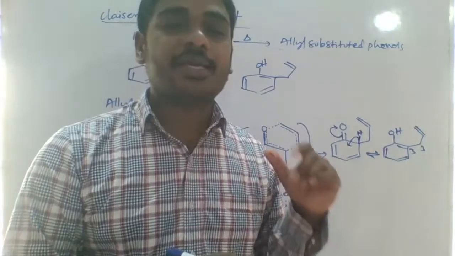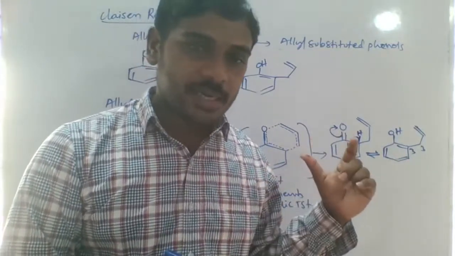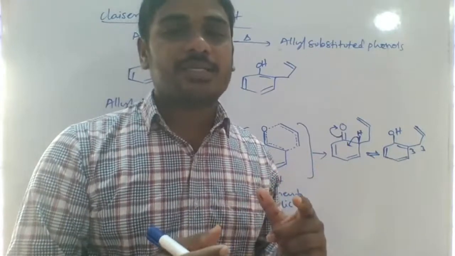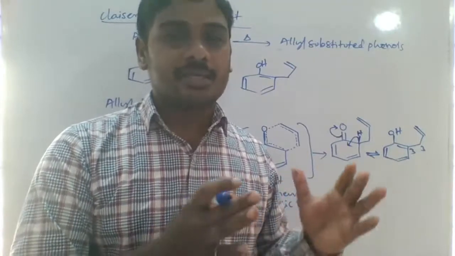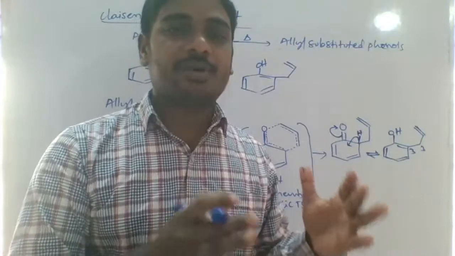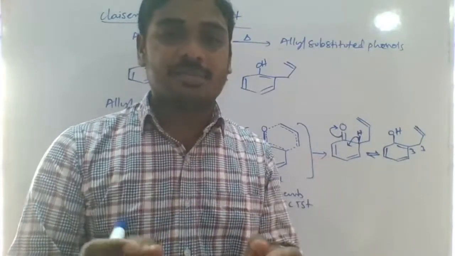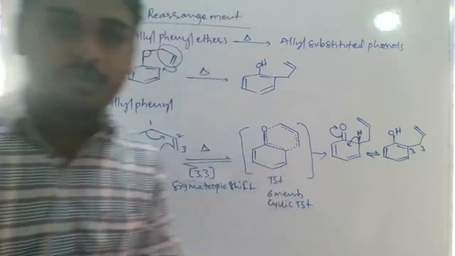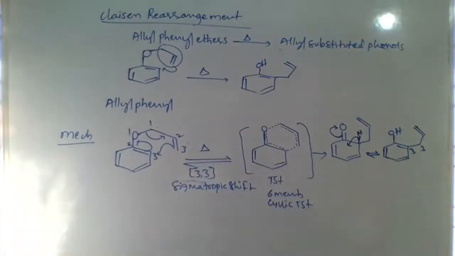So this is one of the trappings of the intermediate. In this intermediate trapping, what happens here: cross products form, or self products form. Self product means intramolecular rearrangement. Cross products means intermolecular rearrangement. Please take this one.